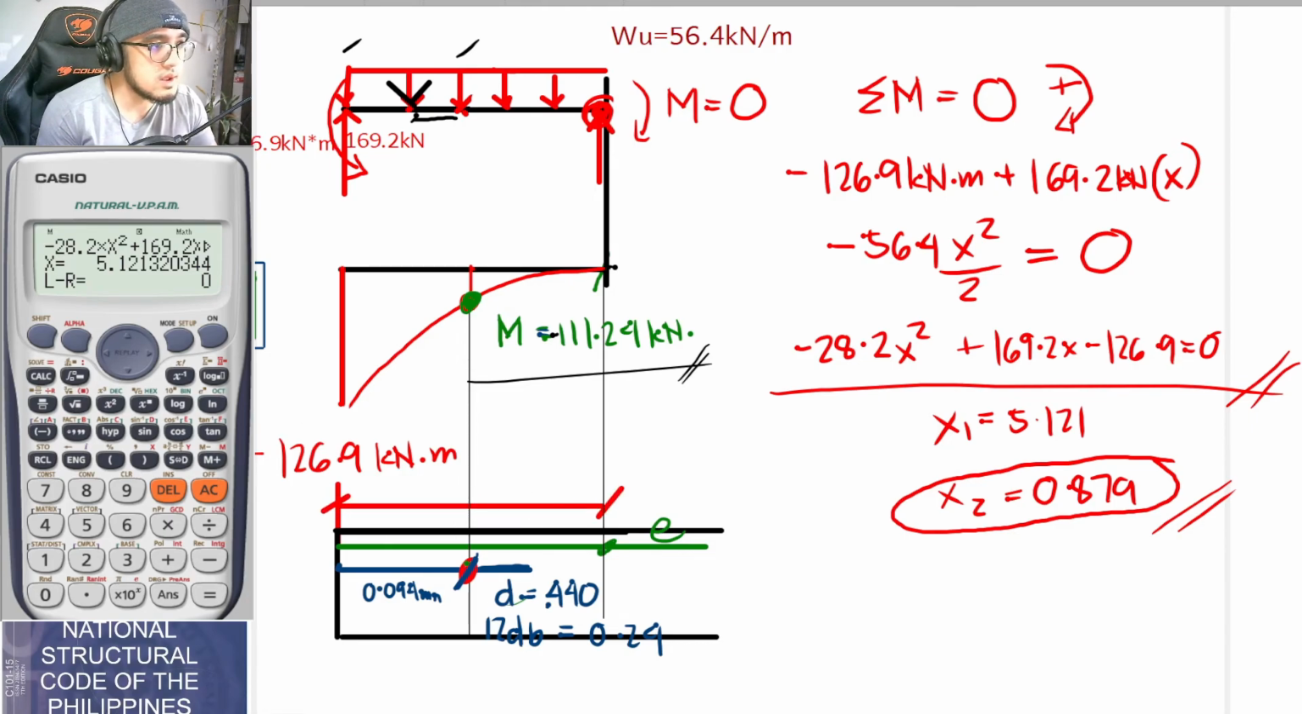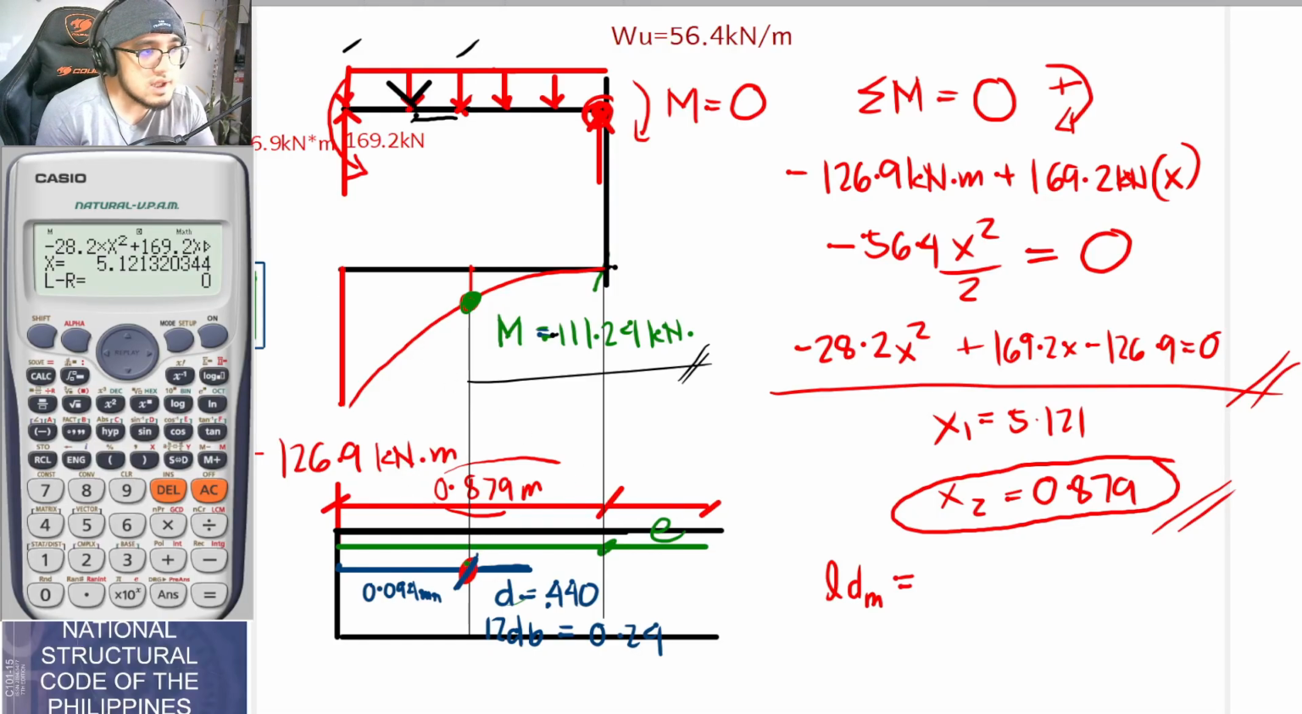So with that, guys, if this is to be 0.879 meters, so this portion here, this is to be 0.879 meters. For the development length of bars M, this is to be equal to 0.879 plus the extension, and this is to be the extension.